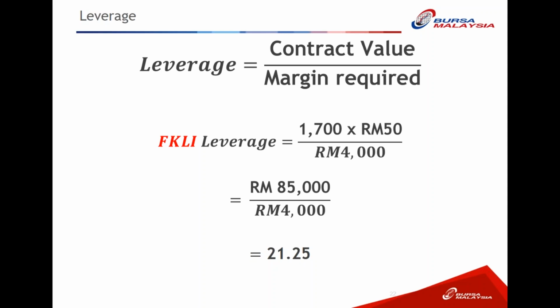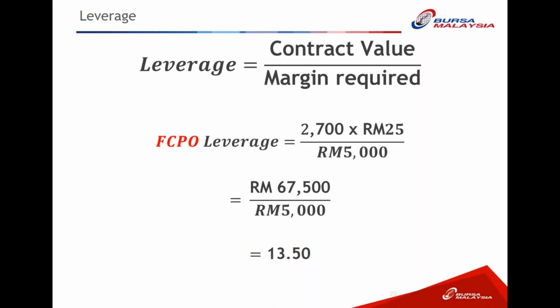So you're getting 21.25 times of leverage, which means whatever you do with the FKLI contract, you're actually doing with 21 times your actual money that you put in. That means you're controlling something that moves 21 times faster than you can afford, right? CPO, on the other hand, is 67,500 divided by 5,000. So you're getting slightly smaller leverage by trading FCPO.